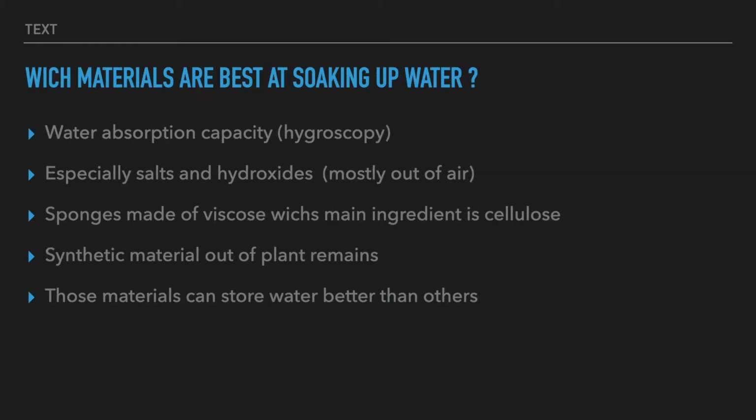And which materials are best at soaking up water? Well, the water absorption capacity in general is called hygroscopy. Especially salts and hydroxides soak up water, but there it's mostly out of the air and not that relevant for textiles. For the sponge, it's made mostly out of viscose, whose main ingredient is cellulose, which is a synthetic material made out of plant remains, so it's biodegradable. Those materials can store water better than others. That's why they're used as a material for sponges.